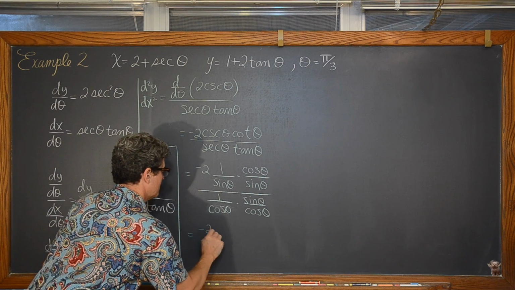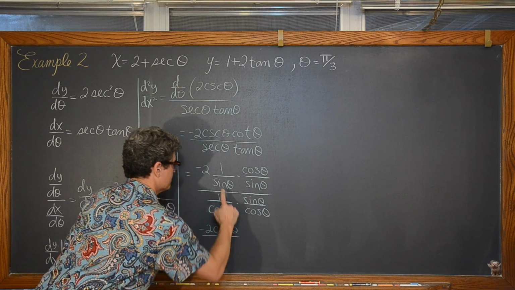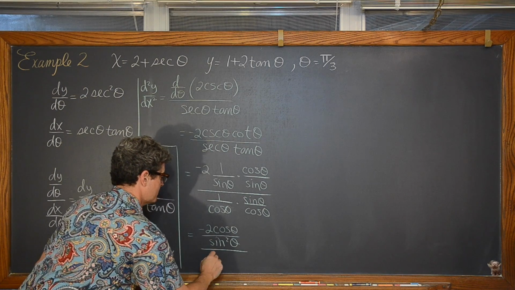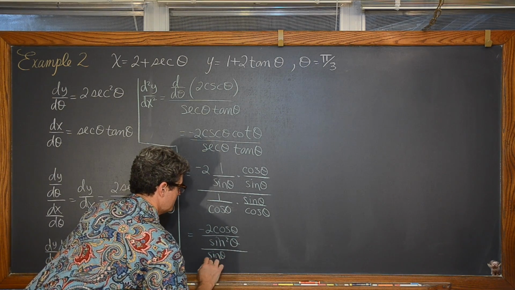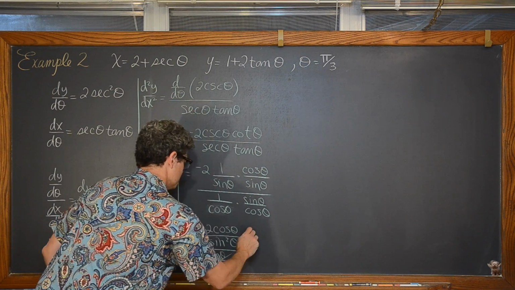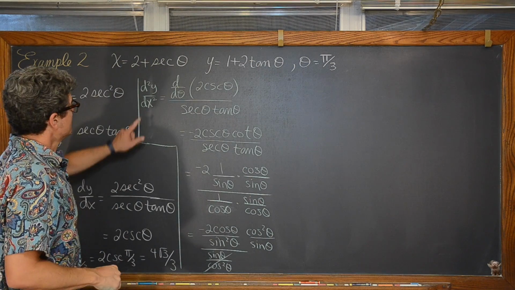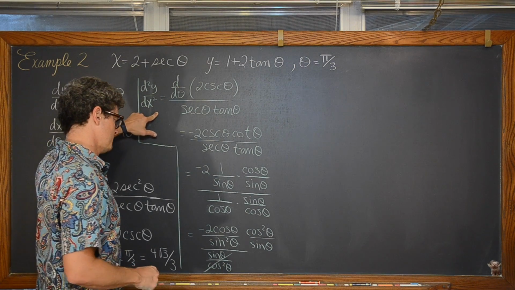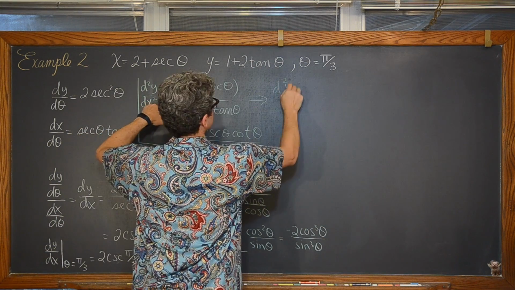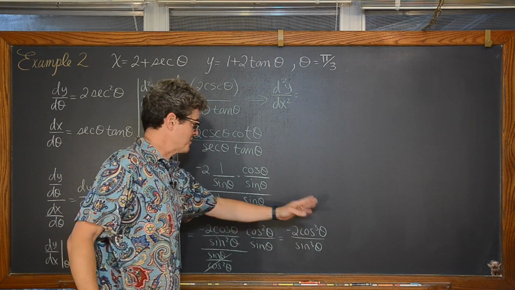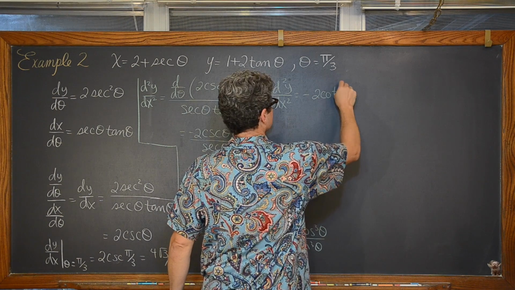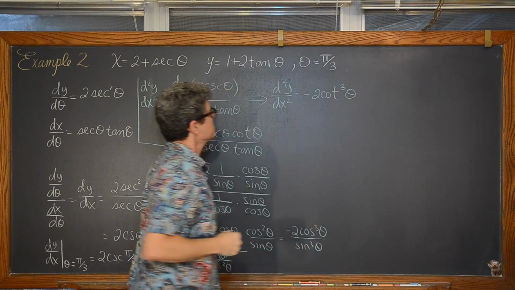And we have got negative 2 cosine theta over sine squared theta. And here we have sine theta over cosine squared theta. Flipping that up, we have that our second derivative is equal to, well, cosine over sine is cotangent, so we have negative 2 cotangent cubed theta.